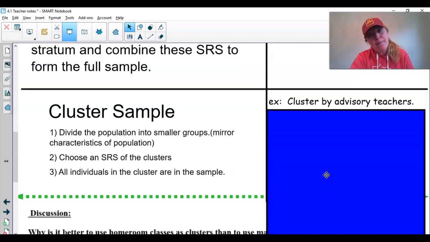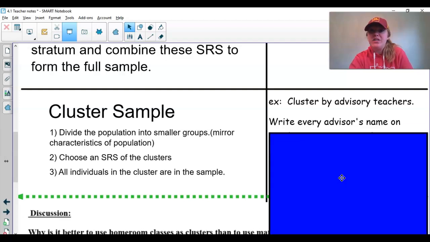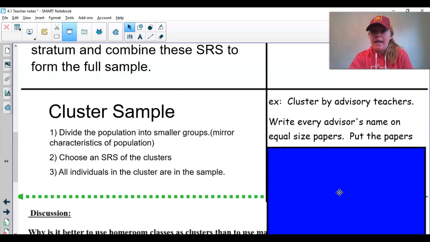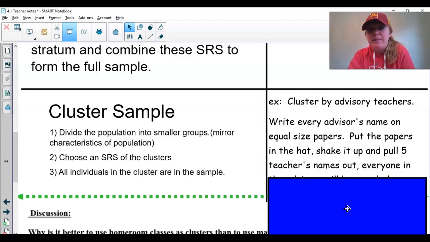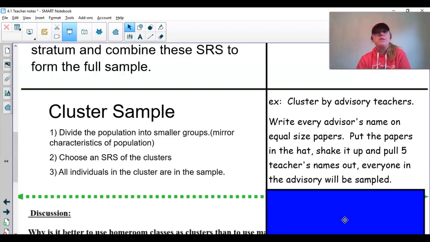How do we write it AP style? Here, cluster by advisory teachers. Write every advisor's name on equal size sheets of paper. Put the papers in a hat, shake it up, and pull 5 teachers' names out. Everyone in the advisory will be sampled.